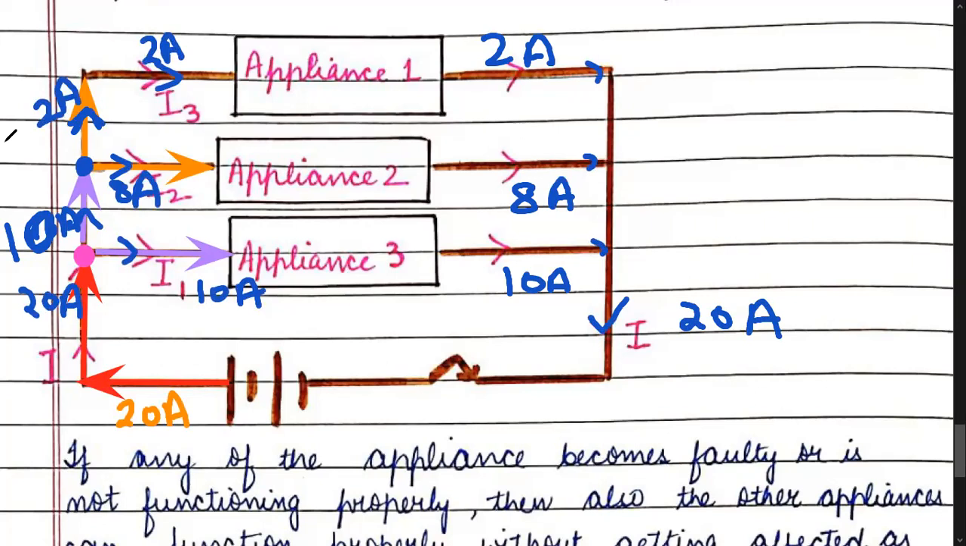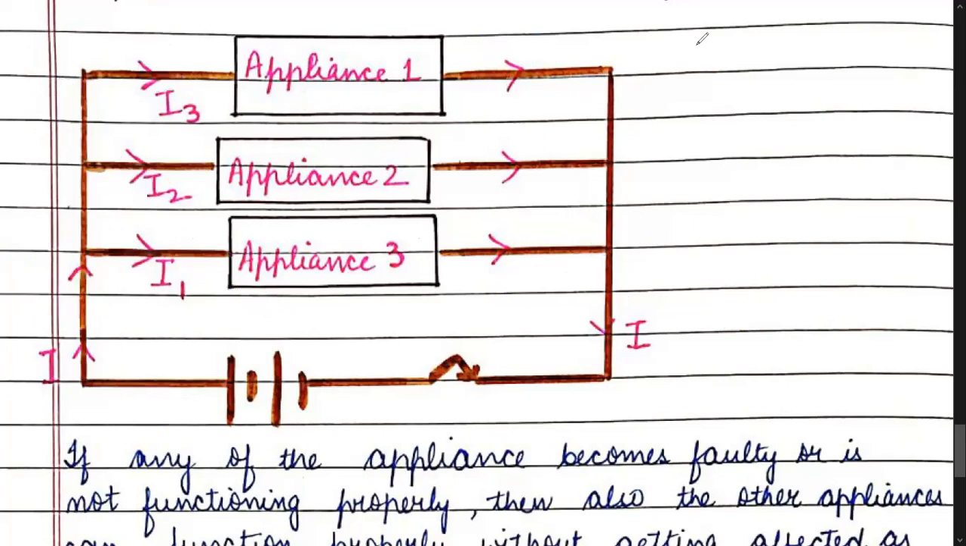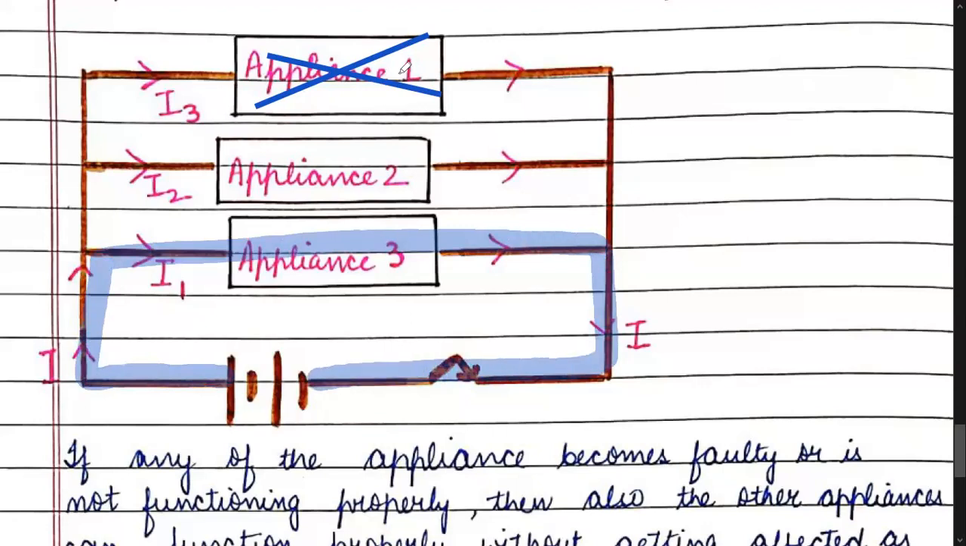So students, what can we say? If our first appliance is not working properly, the second and third appliances are still getting the respective amount of current. What does it mean? It means that if our first appliance is not working, students, still appliance number 3 is working because it is connected with the positive terminal of the battery and the negative terminal of the battery. So the circuit is closed for appliance 3.